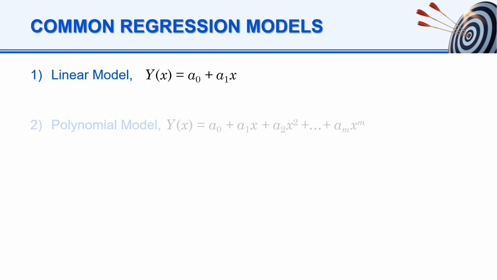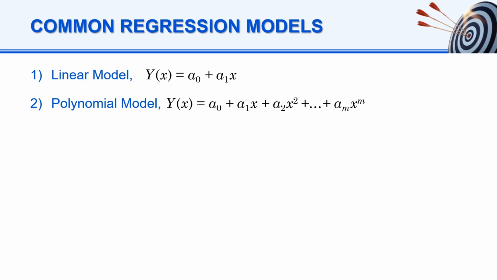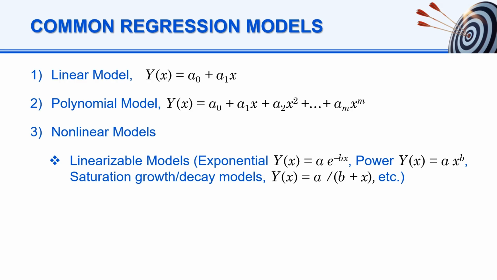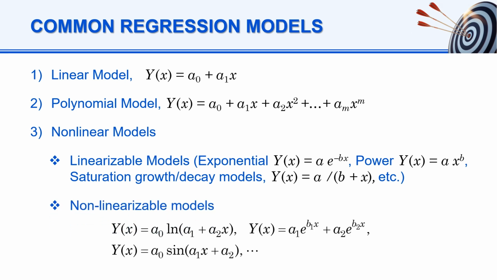Common regression models can be categorized as follows. 1. Linear model is encountered in many fields of science and engineering. 2. Polynomial models can be used with almost all data. 3. Nonlinear models can be viewed in two categories, linearizable and nonlinearizable models. The linearizable models include exponential, power, saturation growth, or decay models, etc. Most models are nonlinearizable models, which require solving nonlinear set of equations.